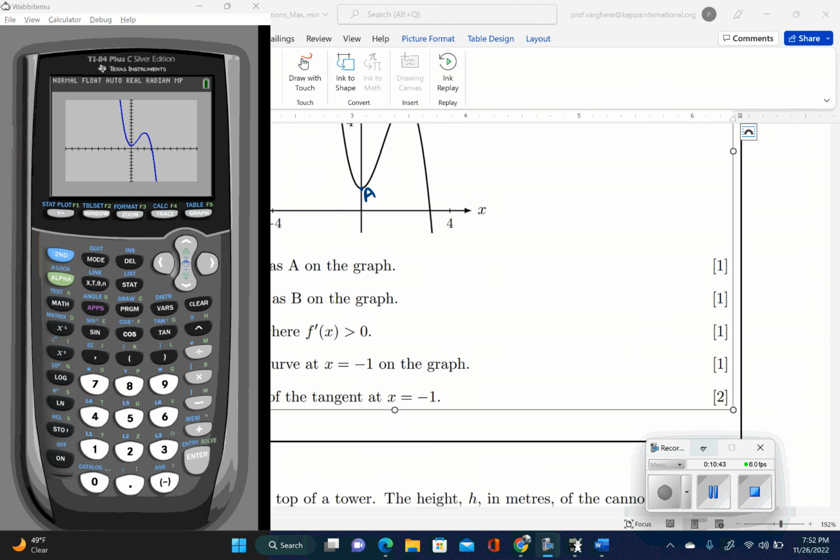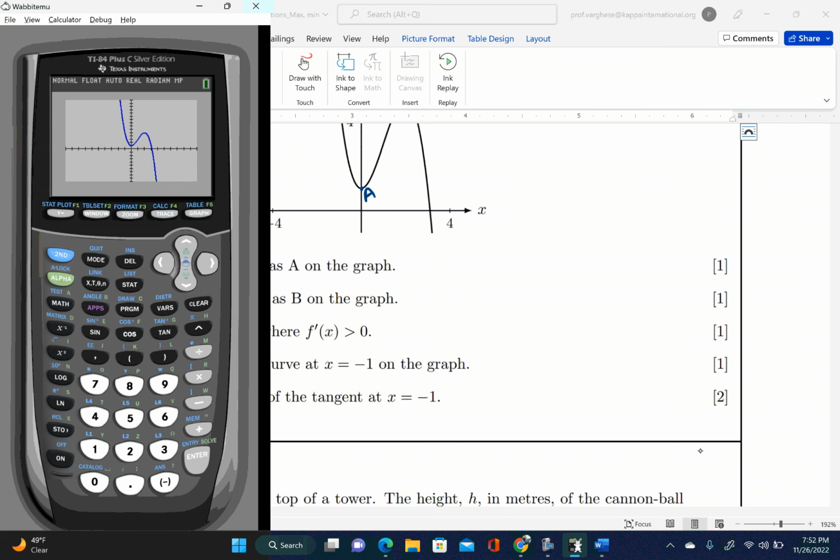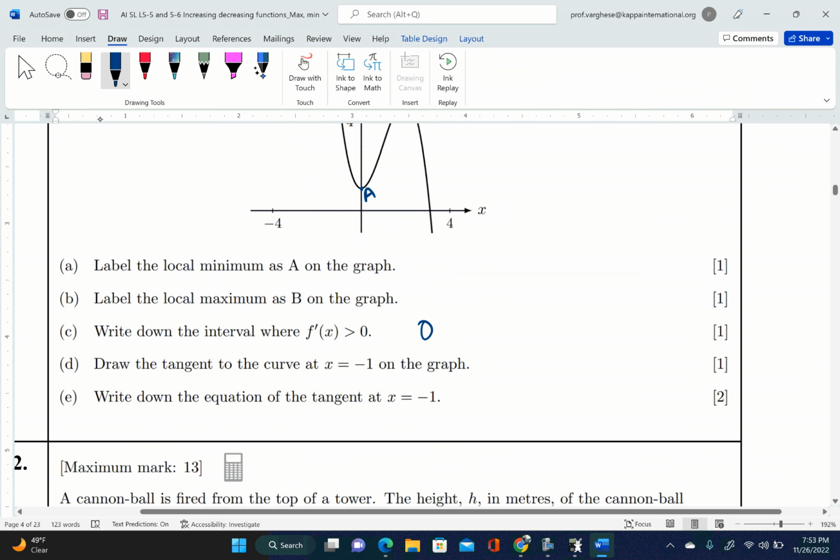So I went ahead, plugged it into the calculator, and I'm looking to see where my function is increasing, right? So here's my minimum point. That looks like it is at the x-intercept, which is 0, 1. So it is increasing starting from 0 less than x, and I want to find out what this maximum point is right here.